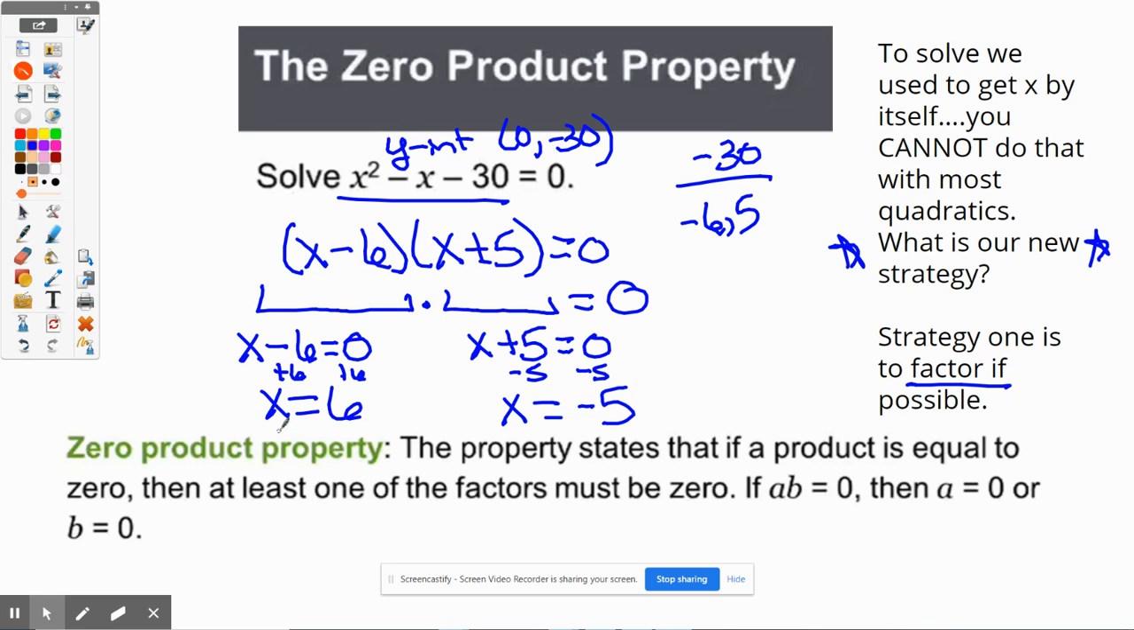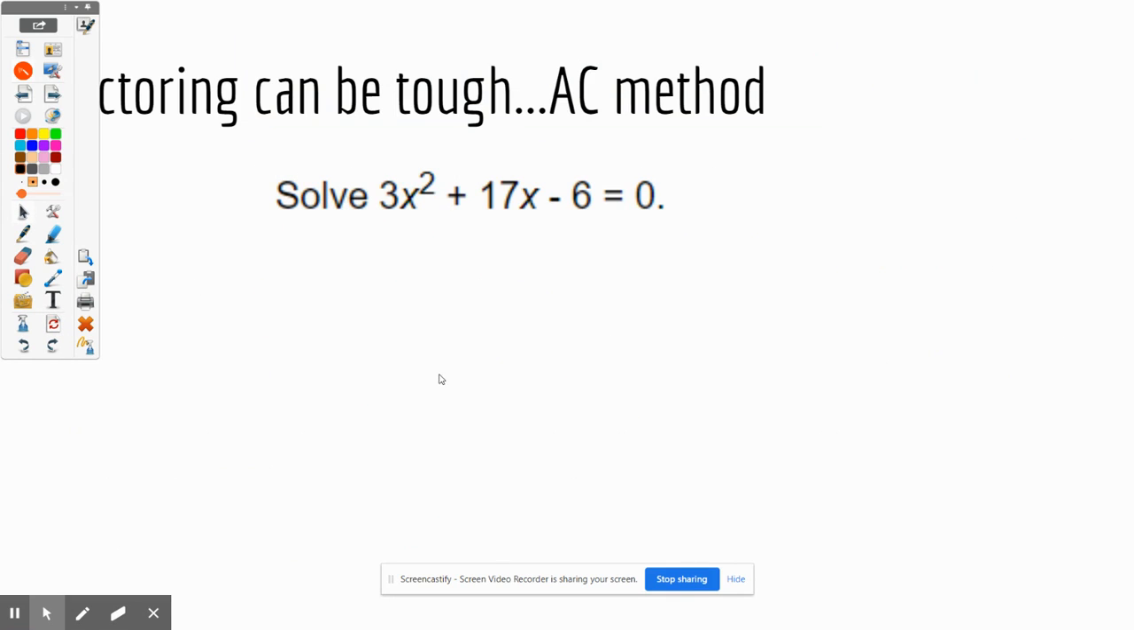This also tells us that the x-intercepts would be (6, 0) and (-5, 0). Those would be the x-intercepts. These would be the solutions because if I plug 6 in here, 6 minus 6 is 0, and 0 times anything is 0. If you plug -5 in here, this would be 0. 0 times anything is 0.